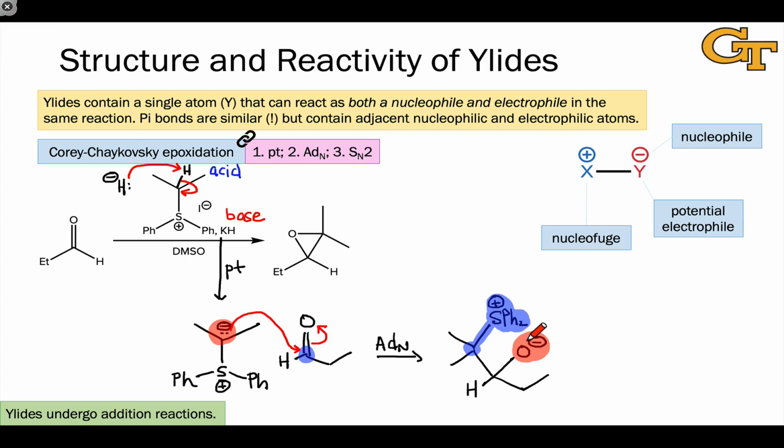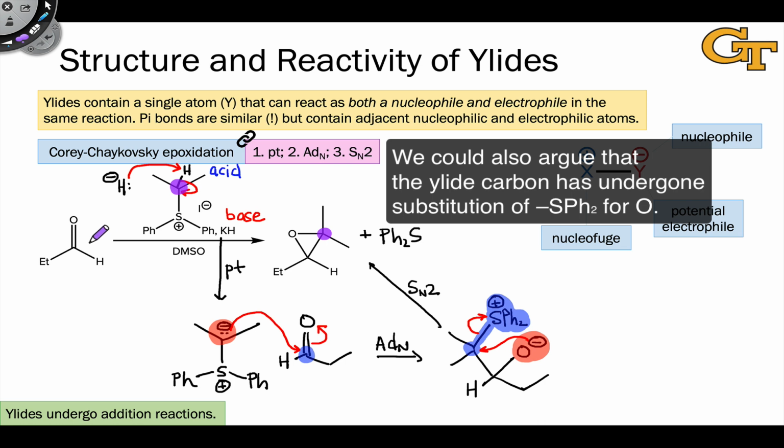And so in a step that's completely intramolecular, the oxygen can displace the SPh2 group in an SN2 elementary step. This step generates the epoxide product and also generates the byproduct, diphenyl sulfide, or Ph2S. On the whole, notice what's happened to the ylide carbon. What kind of reaction has it undergone? Well, it's formed two bonds to the carbonyl compound, and as a consequence, it's an addition reaction, actually, from the perspective of both the ylide carbon and the carbonyl compound. This is an addition process.